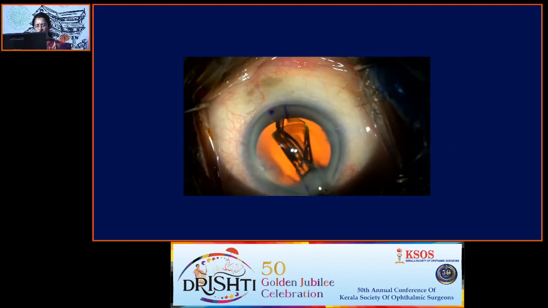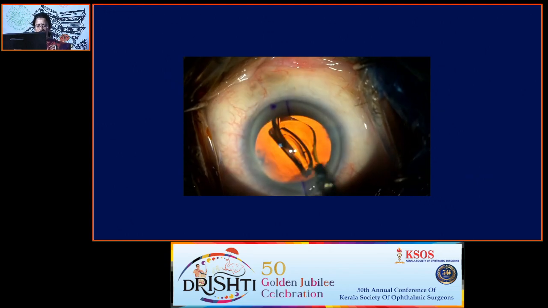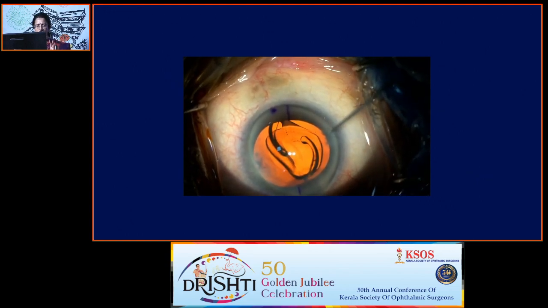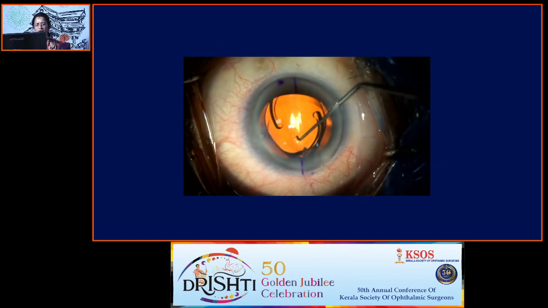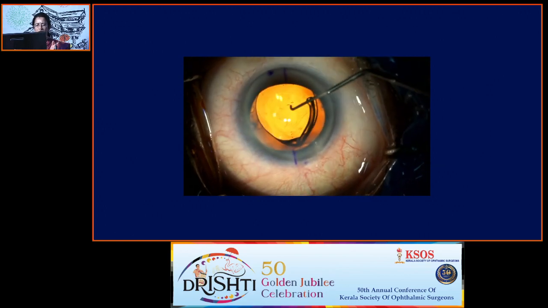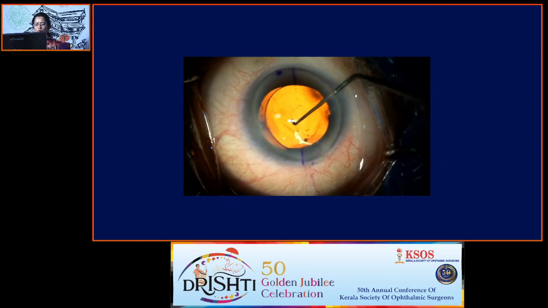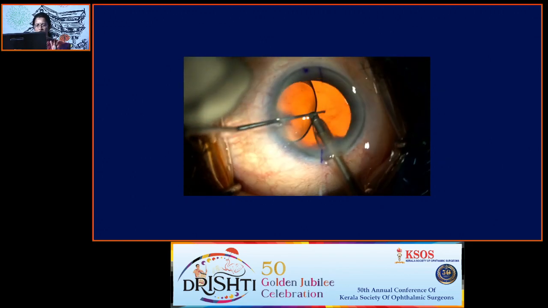Now the toric IOL is slowly injected, and you have to rotate it clockwise as it unfolds, and you have to stop around 3 to 5 degrees short of the final desired axis, somewhere around 5 to 10 degrees. And then you have to unfold the haptics completely so that it settles down well.